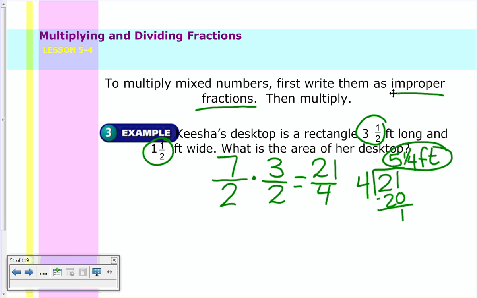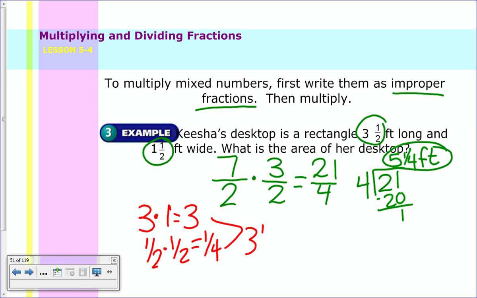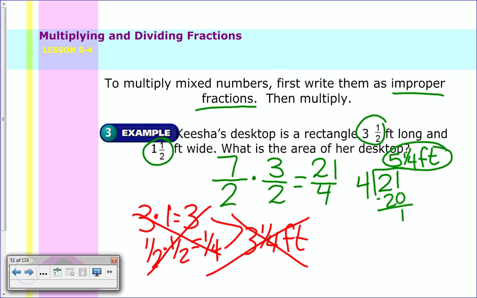Now, in the past, I've seen people who want to just multiply the whole numbers, and then they multiply together the fractions. So they'll do 3 times 1, then they'll do 1/2 times 1/2. Well, 3 times 1 is 3, 1 times 1 is 1, 2 times 2 is 4. So they say, oh, this is 3 1/4. Well, if you take a look, 3 1/4 feet versus 5 1/4 feet, you do not get the same answer. So you cannot do it that way. You must switch it to an improper fraction and multiply. Otherwise, you will not get the correct answer.